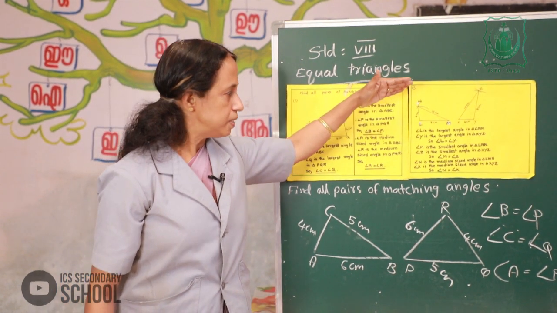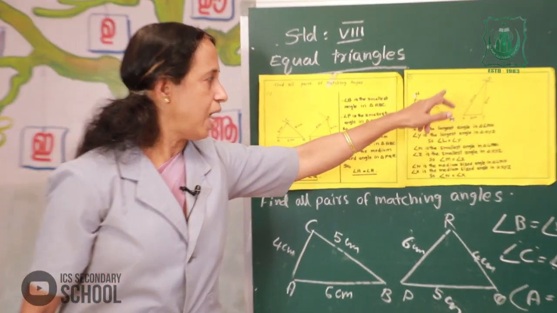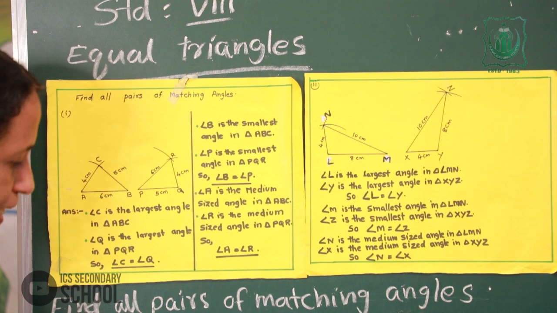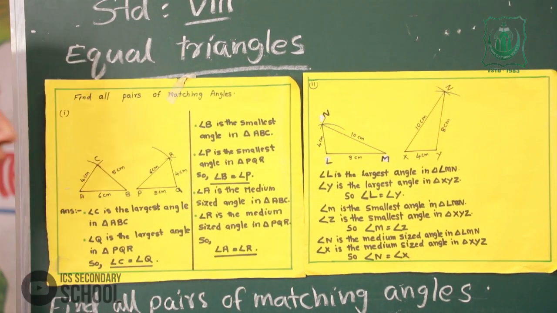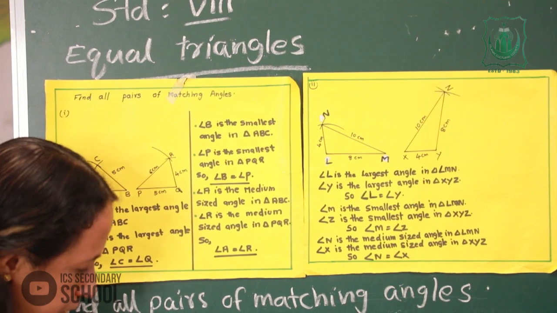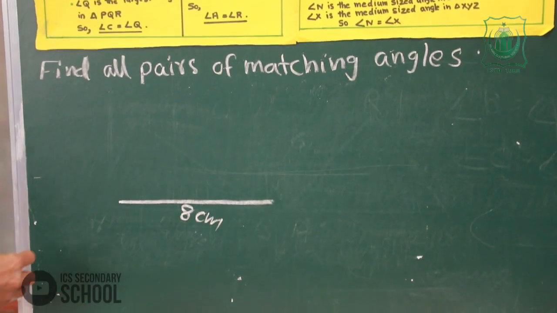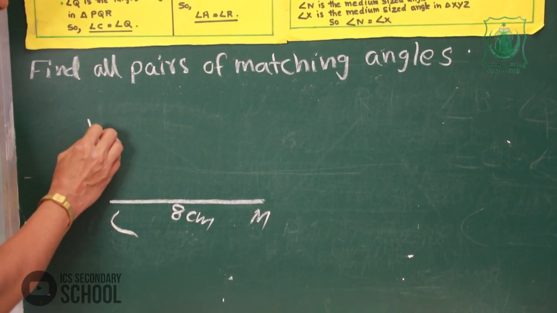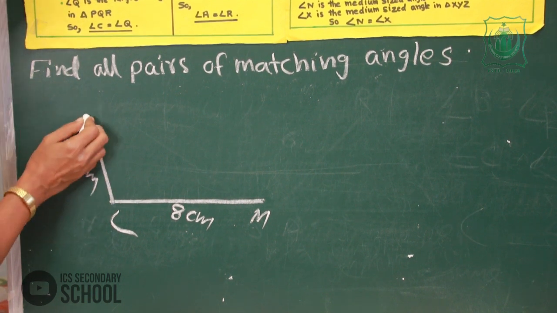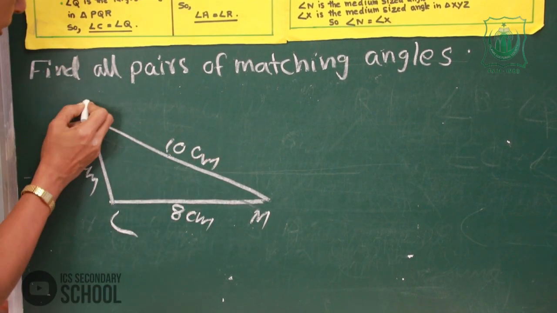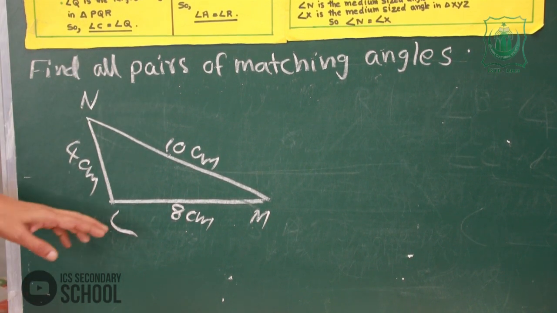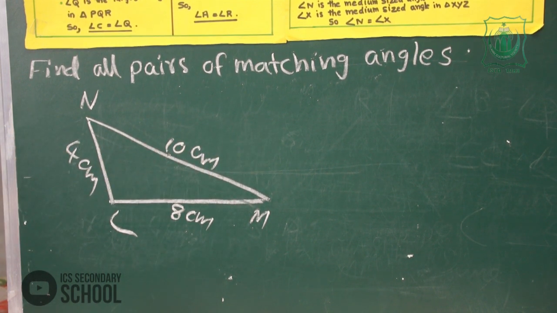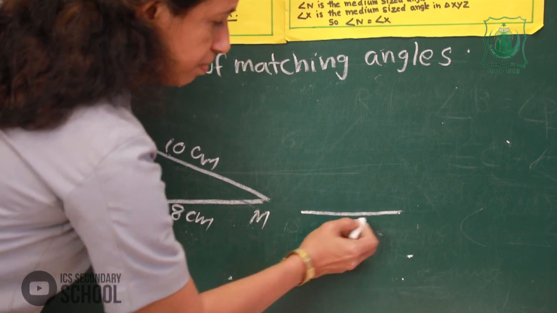Next question: triangle LMN and triangle XYZ. The length of LM is 8 centimeters, and the sides are 8 centimeters, 4 centimeters and 10 centimeters.